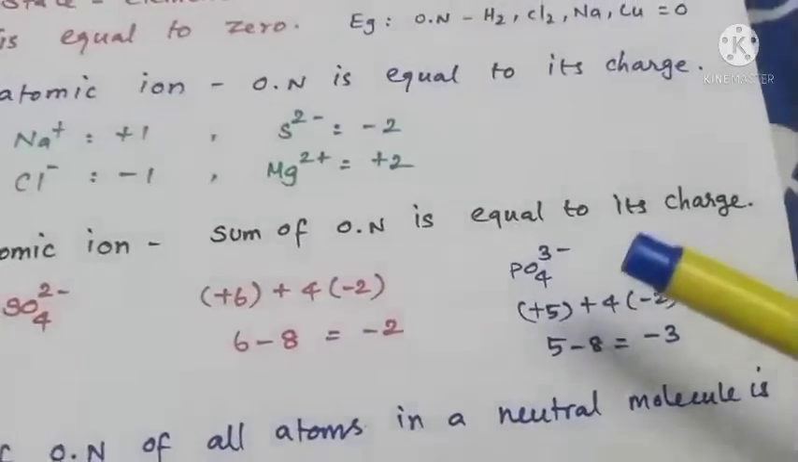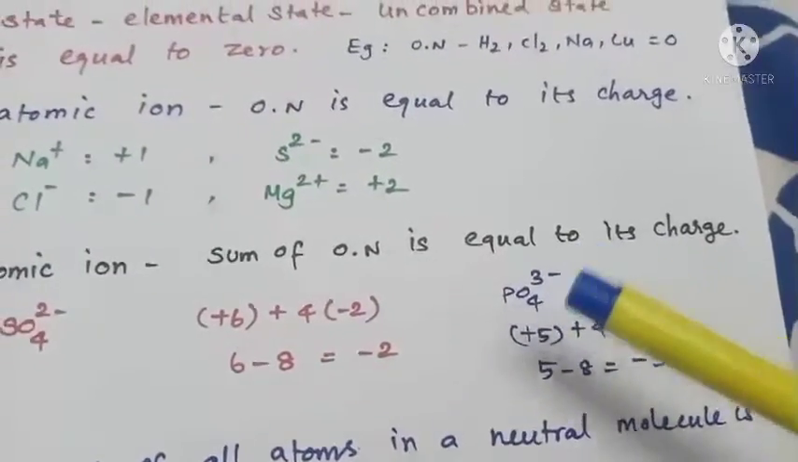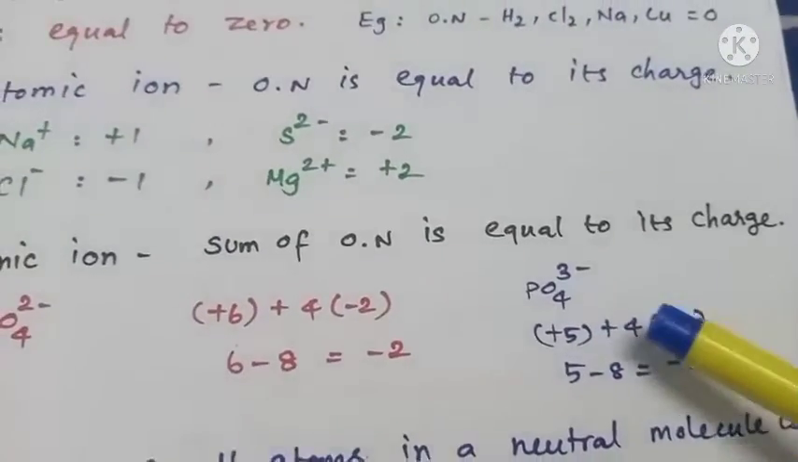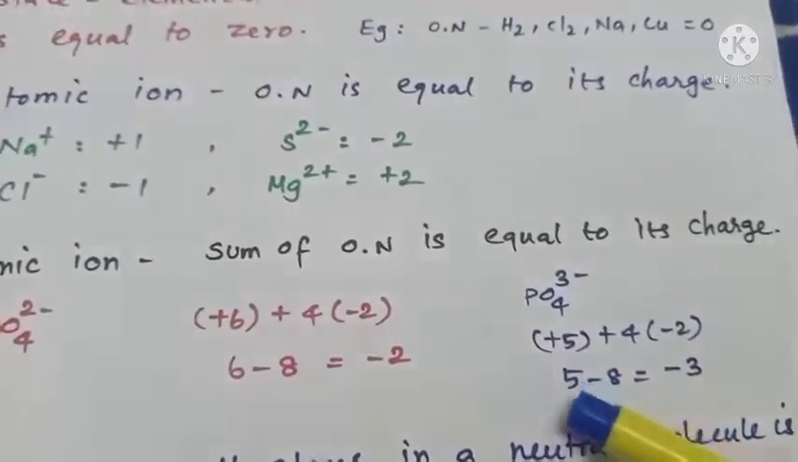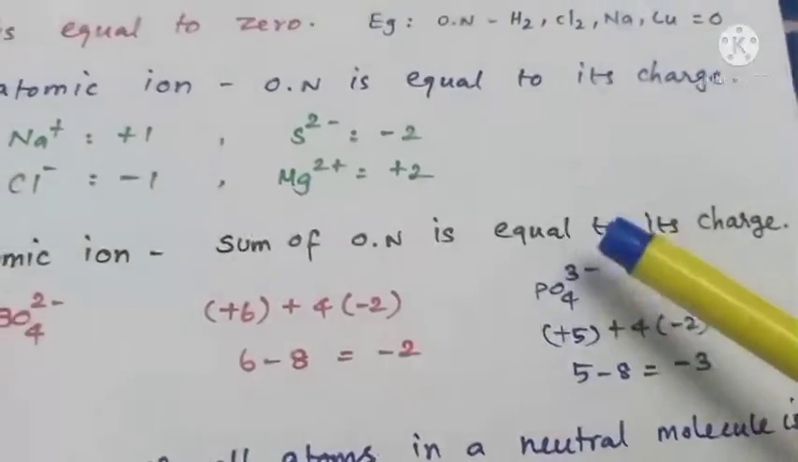This is another example, the phosphate anion. Charge 3 minus, phosphorus oxidation number plus 5, oxygen minus 2, 4 in number, 4 into minus 2. So 5 minus 8, which is minus 3. This is the charge carried by the phosphate anion.